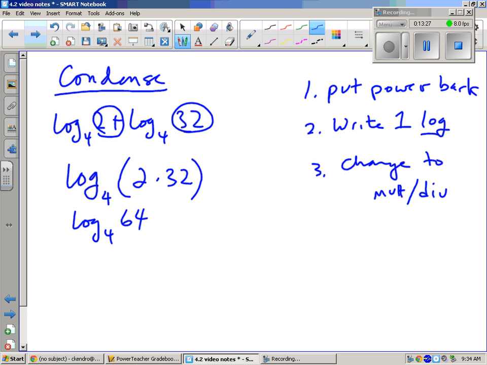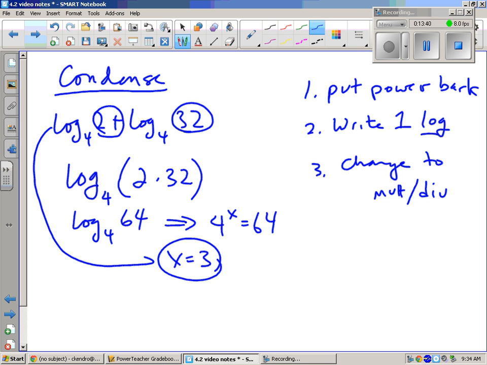And can I evaluate that? What that's saying is 4 to the what is 64. And 4 times 4 times 4. So my answer here is 3. So all of this equals 3. All right, let's try another one.